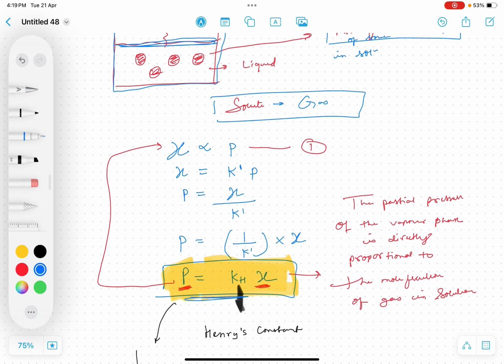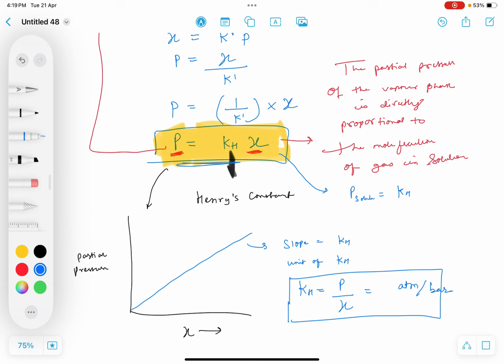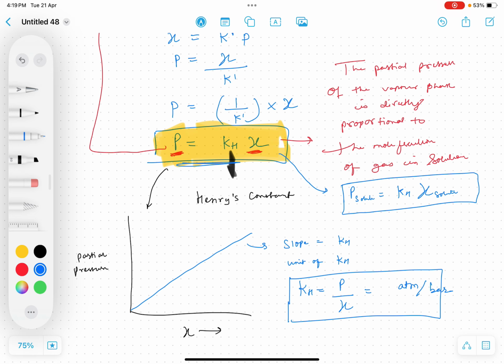So P is equal to kh into x. So if I write it more clearly, we can say that partial pressure of solute, which is a gas, is equal to kh into mole fraction of solute. So it is very easy to understand. So it is for gas and liquid, and here we are taking mole fraction of solute, and the pressure is just because of the solute which is gas.